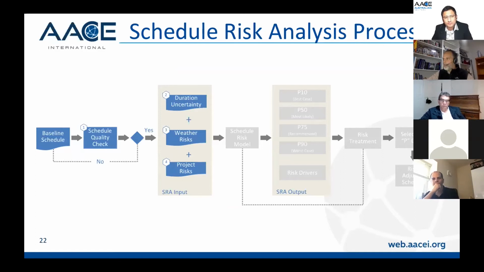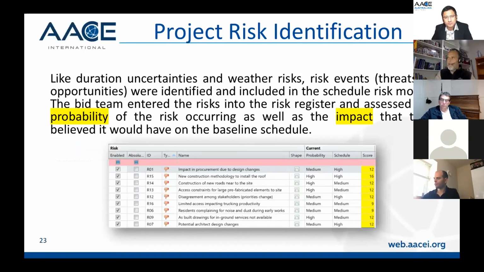That is basically just the project risk, or the discrete risk. So what we're doing here, duration uncertainties and weather risk, we also need to look at the risk events. We're talking about threats and opportunities, and in this stadium we identify and include all the risks and opportunities in our SRA. We came up with a risk register with the team, and we had a few workshops to develop it. We used a lot of historical data and experience, and had some SMEs involved in the workshops. Then we look at the probability of the risk occurring and the time and cost impact. So this is just a summary of the risk register.